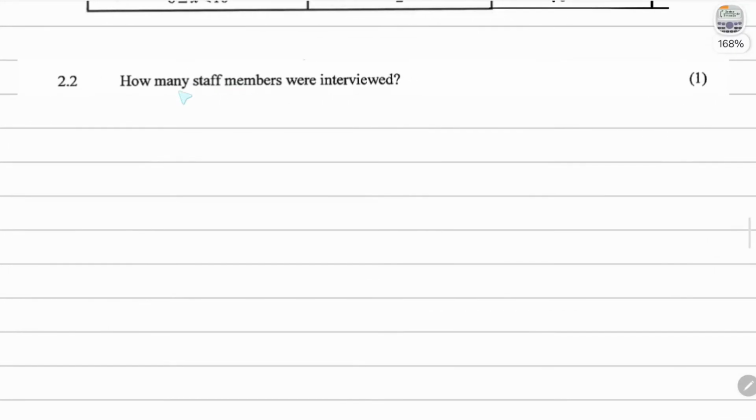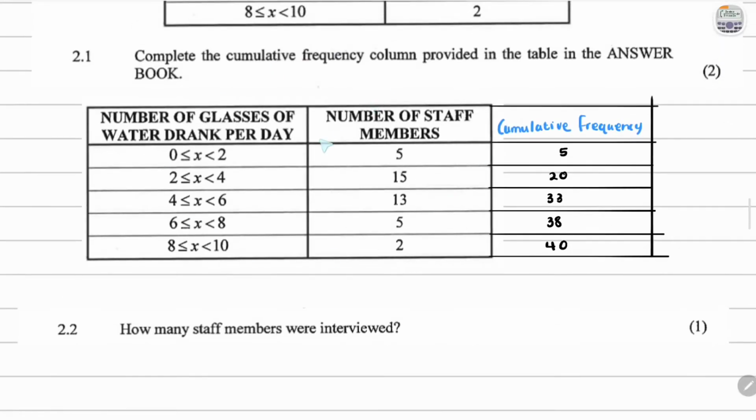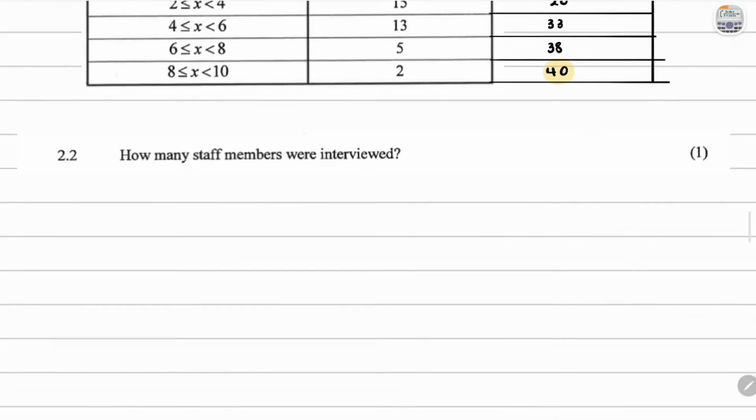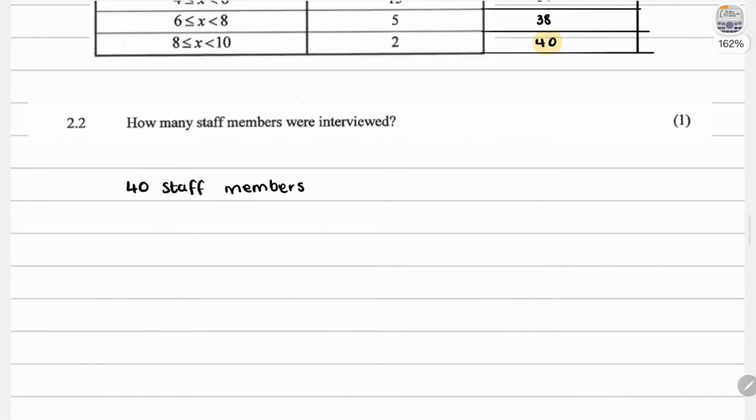Question 2.2 says, how many staff members were interviewed? The staff members is everybody here. You will notice that as you're adding these up, you're really adding up each point, so the number that we find at the end is the total frequency, the total staff members we have. So we know that there are exactly 40 staff members. Okay, moving on to the next question.